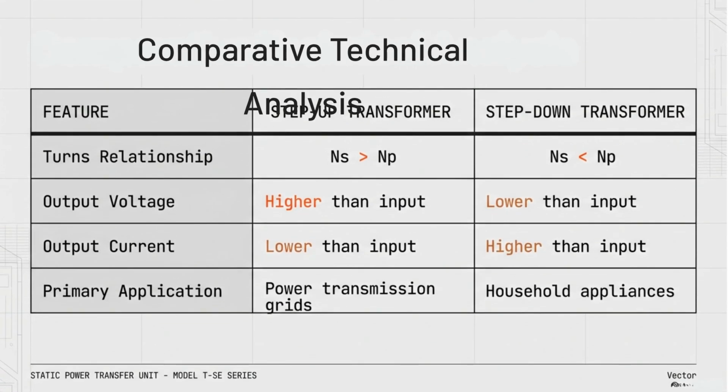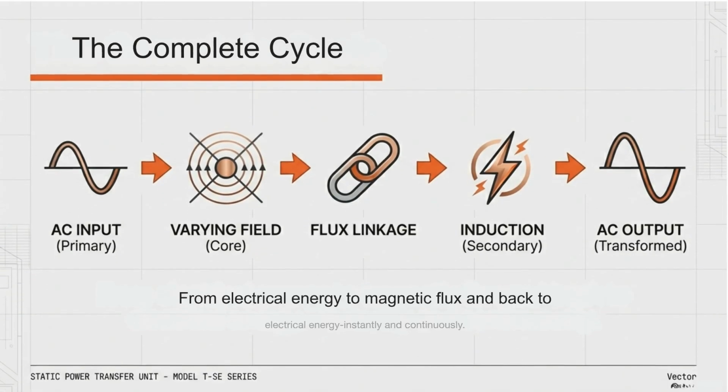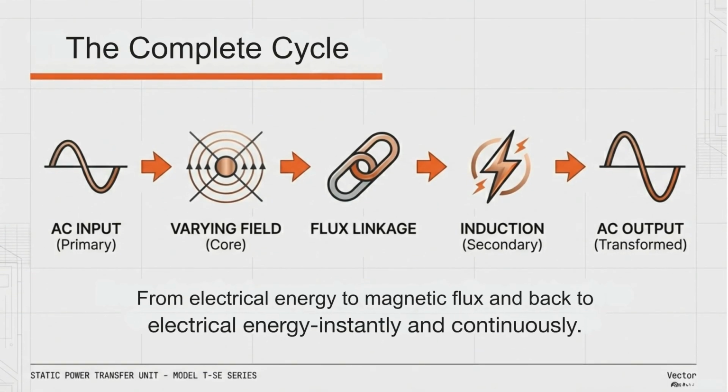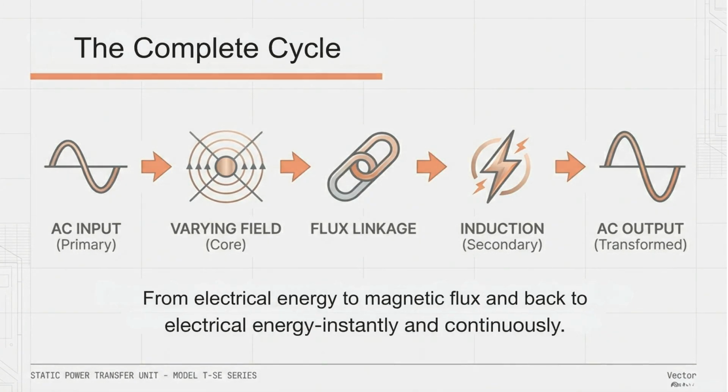A comparative analysis shows that step-up transformers increase voltage and lower current for transmission. Step-down transformers lower voltage and increase current for local use. The complete cycle moves from AC input to a varying field, then to flux linkage, leading to induction, and finally, AC output. The energy transformation is instant and continuous.